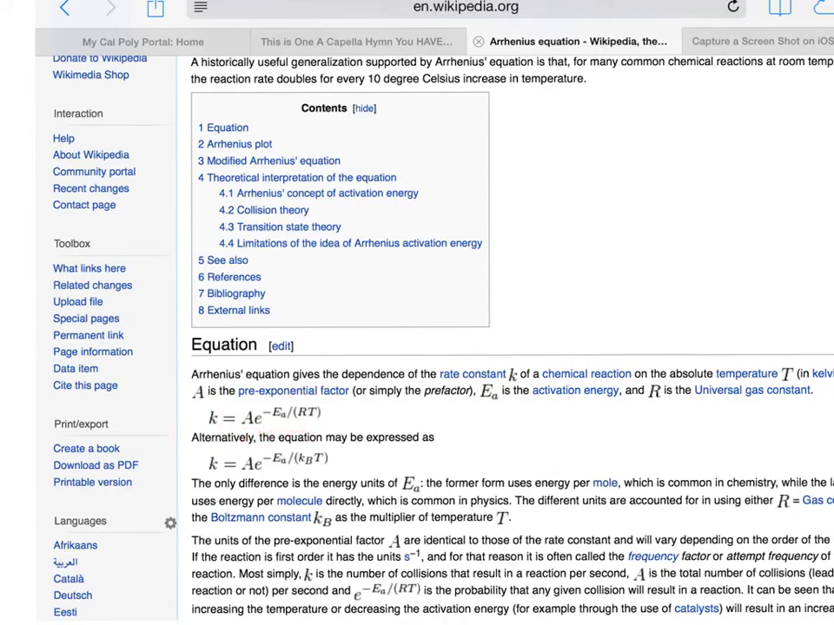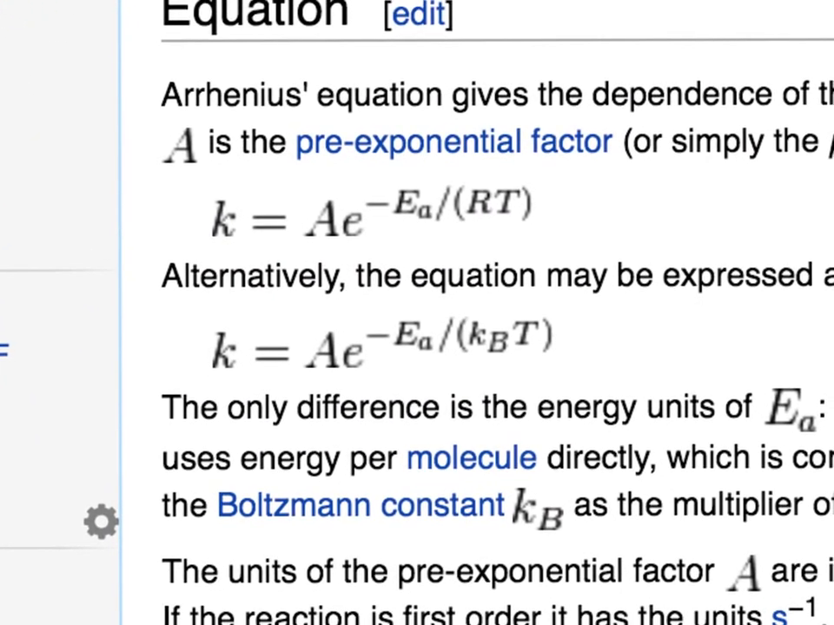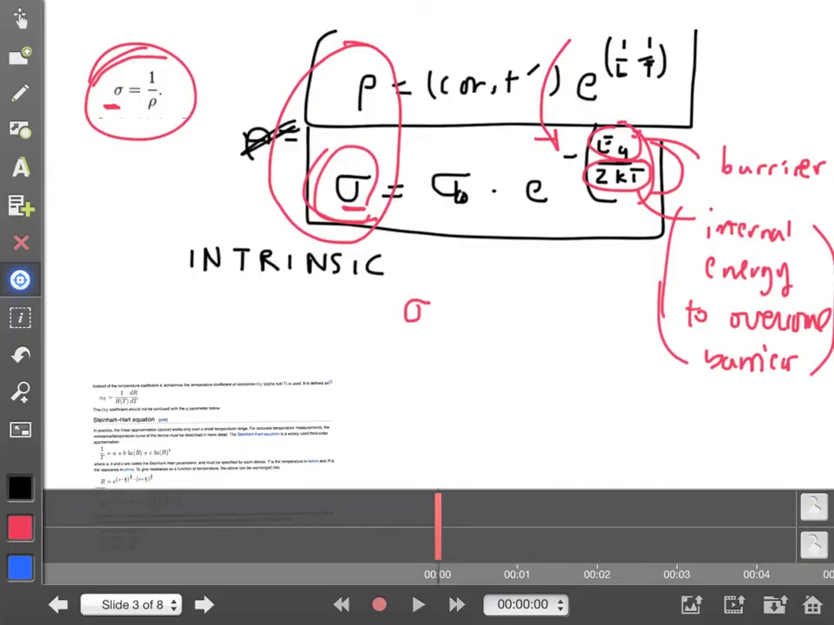So I'm just pointing out that the form of this equation, a thermally activated process, is equal to a constant times this term right here, which is essentially the probability that whatever's going on will be accomplished. So if we go back to this slide, we see the same form, that the conductivity is some constant times this term, e to the minus activation energy over the internal energy that's available.